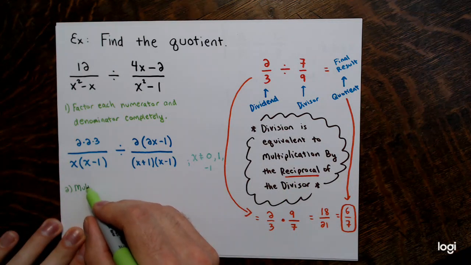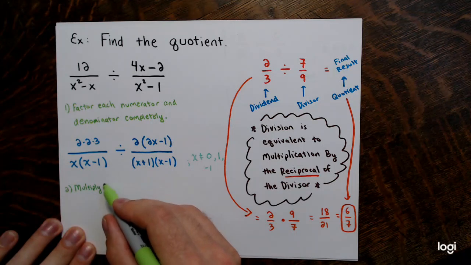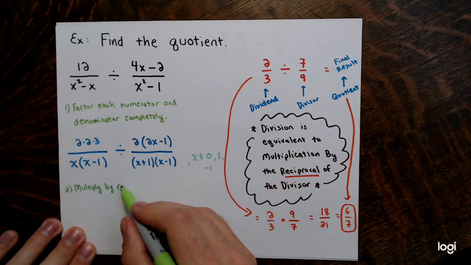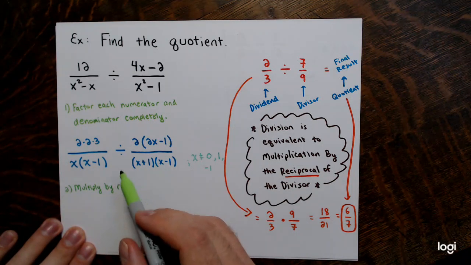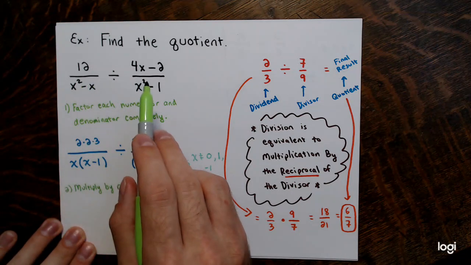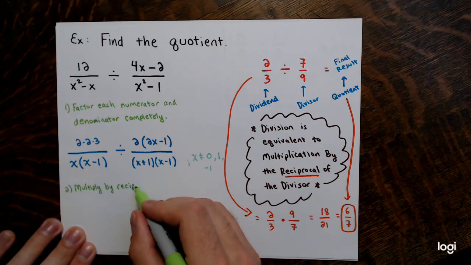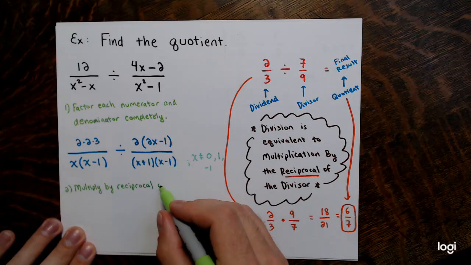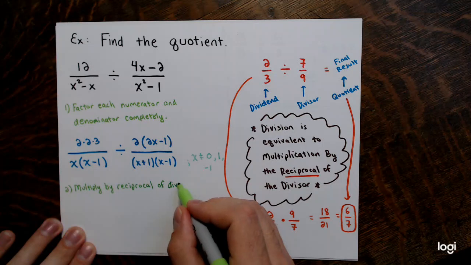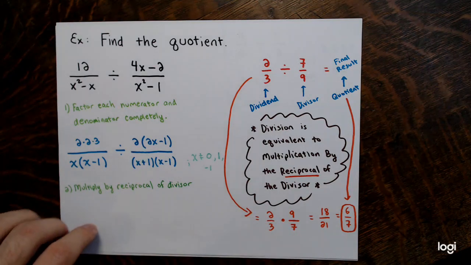So after factoring everything completely, I'm then going to rewrite as a multiplication problem. We're going to multiply by the reciprocal of the divisor. This would be called the dividend, and this fraction is the divisor, remember. Multiply by the reciprocal of the divisor.